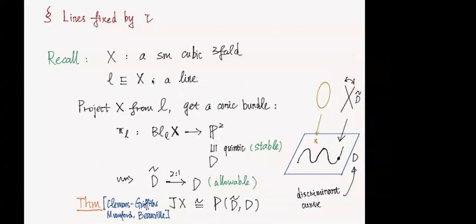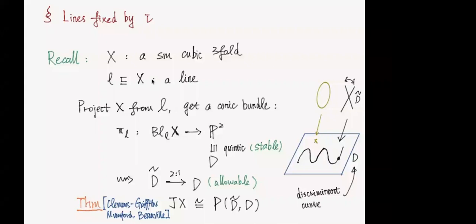And then what is D tilde? D tilde is basically the union of these two lines, and the covering involution exchanges these two lines. So that gives us a double cover of this quintic curve. Generically, it's connected, but it could get singular, or in other words, we have to consider some allowable double covers. And then it's a classical theorem of Clemens, Griffiths, Mumford, and in the allowable case by Beauville, that the intermediate Jacobian is just the Prym of this double cover of the discriminant quintic.